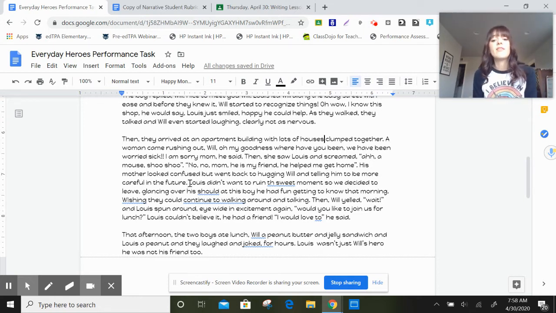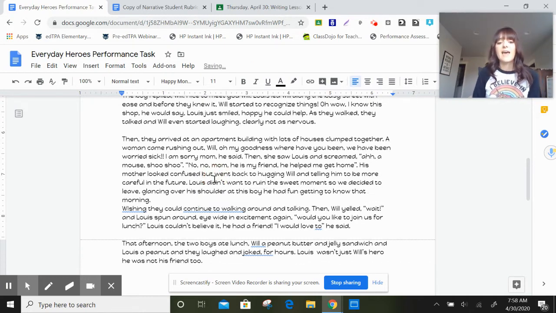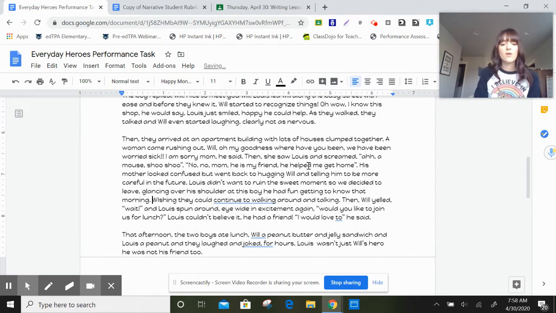Lewis didn't want to ruin the sweet moment. I forgot an E right there. Simple little fix. So we decided to leave glancing over his shoulder at this boy he had fun getting to know that morning, wishing they could continue walking around and talking.